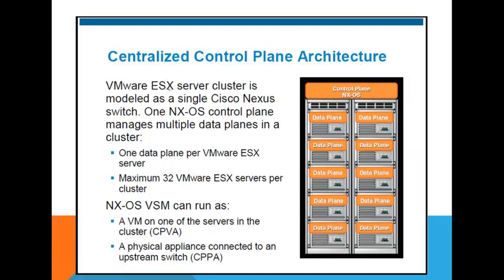VMware ESXi server cluster module is a single Cisco Nexus switch. One Nexus control plane controls and manages multiple data planes in a cluster. One data plane per ESXi. So this is one VMware ESXi, this is one VMware ESXi. So each is one data plane. Likewise, we can have 32 data planes controlled by one VSM.